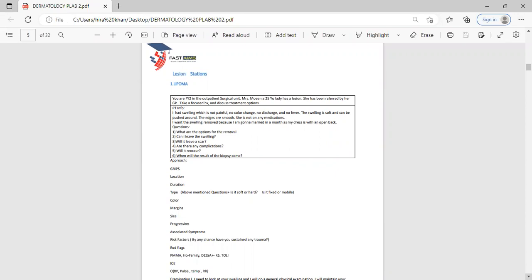So you are an FY2 in the outpatient surgical department. Mrs. Moin, a 25-year-old lady, has a lesion. She has been referred by her GP. Take a focused history and discuss the treatment options.